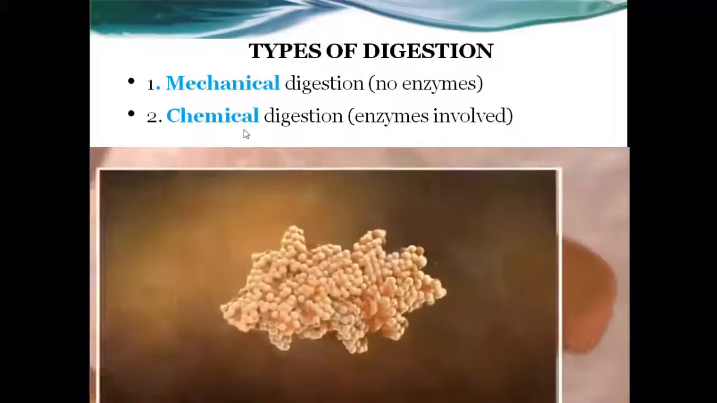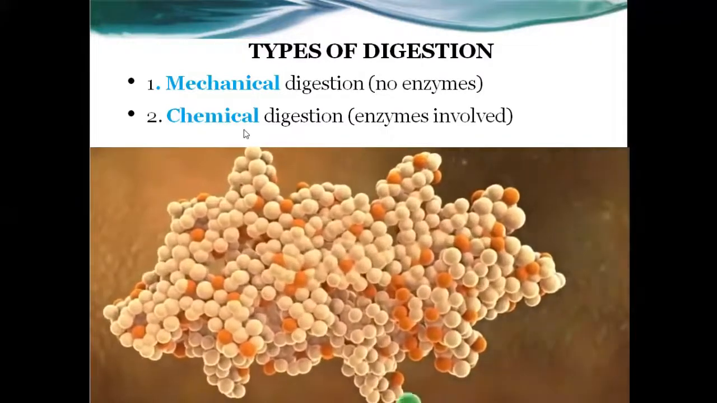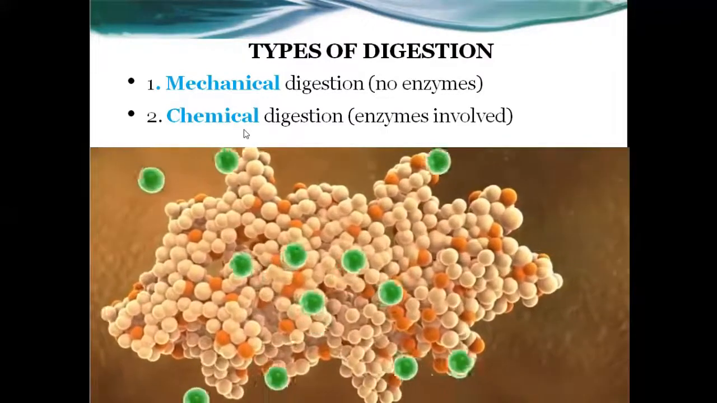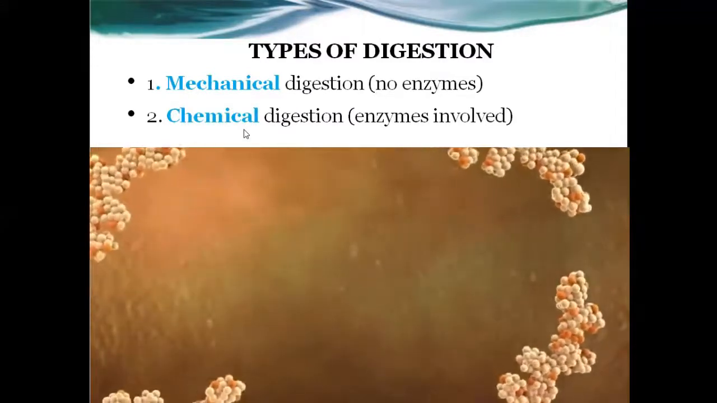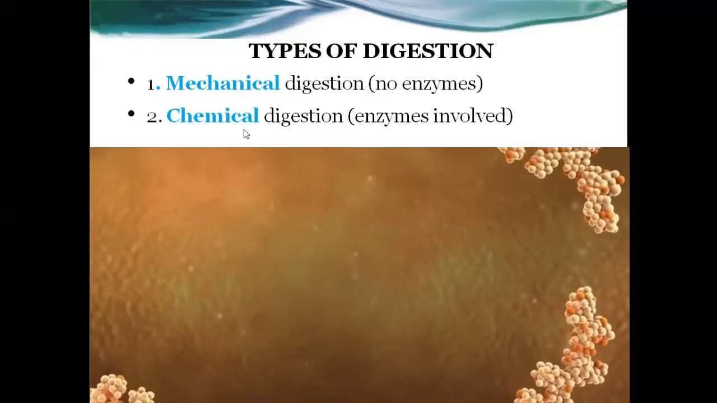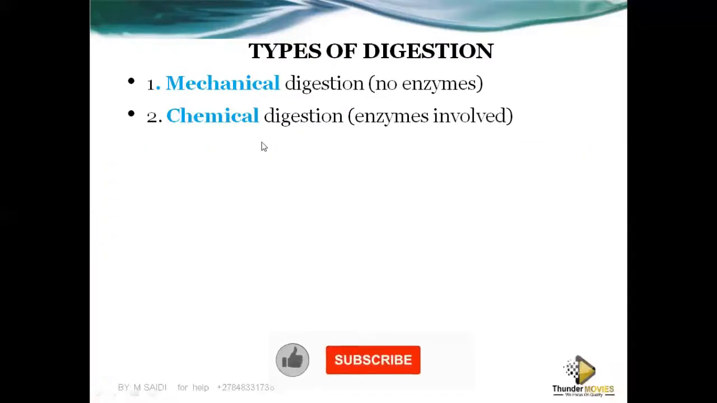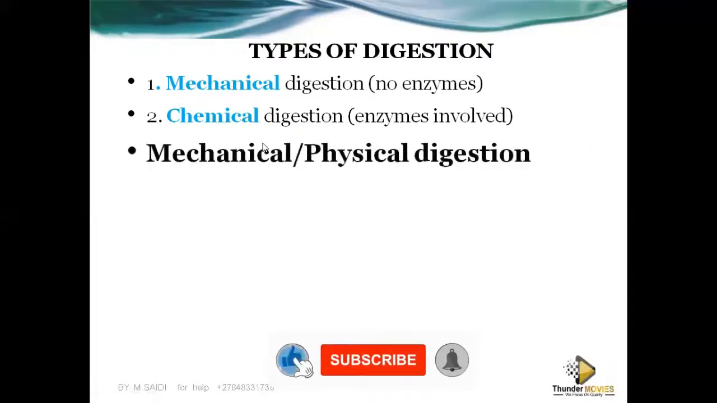Then you have what we call chemical digestion. This one uses enzymes, or chemicals. Enzymes are chemicals which speed up the rate of chemical reactions. So we are saying that we have mechanical digestion, or what you call physical digestion.